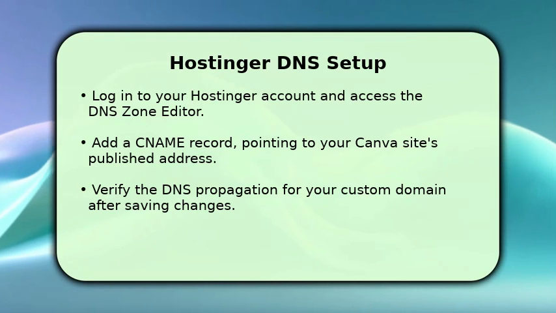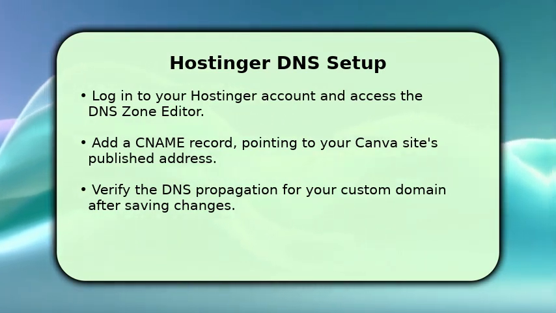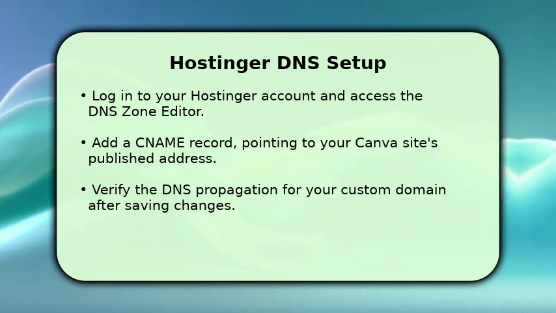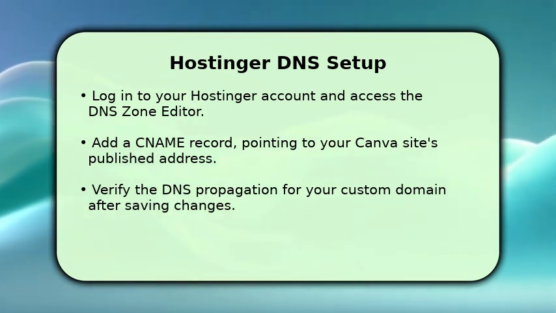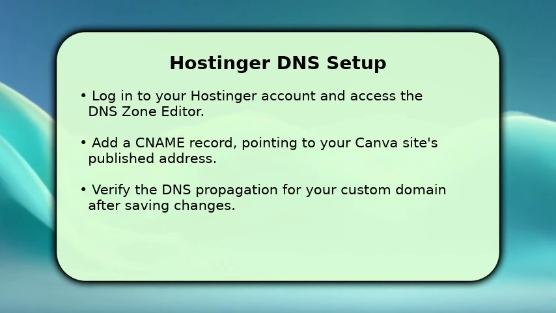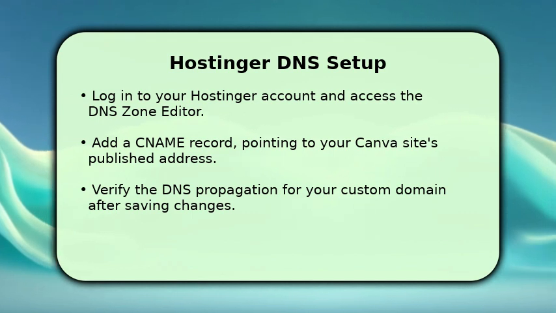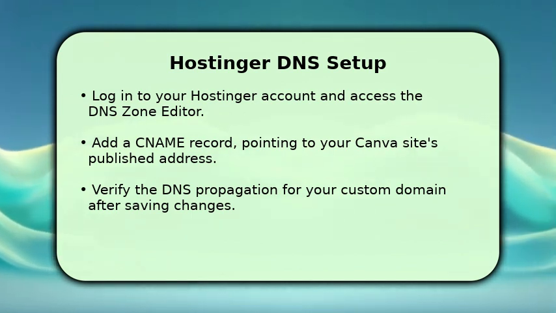Next, log into your Hostinger account and find the DNS zone editor for your domain. You will need to add a CNAME record. The name or host field should be www, and the target or points to field will be the Canva website address you published in the previous step. Remember to save these changes. DNS updates can take up to 24 to 48 hours to fully propagate across the internet.